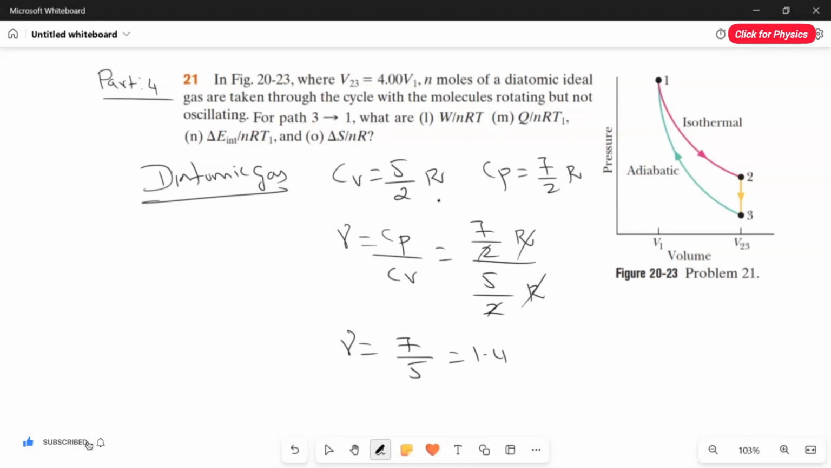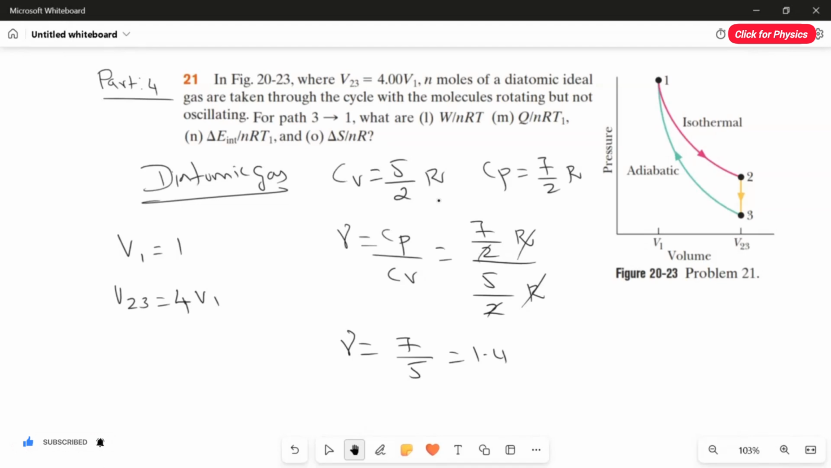And also from the PV diagram, the volume at point 1, let's take V1, and then V2 and V3. That means point 2 and 3 will take the value of 4 times V1. Clear? So we have to substitute this value. So you can see here in part 3 to 1, we are going to consider the adiabatic curve. So when you come for adiabatic, we must need the value for gamma. Clear? So we are going to solve one by one.